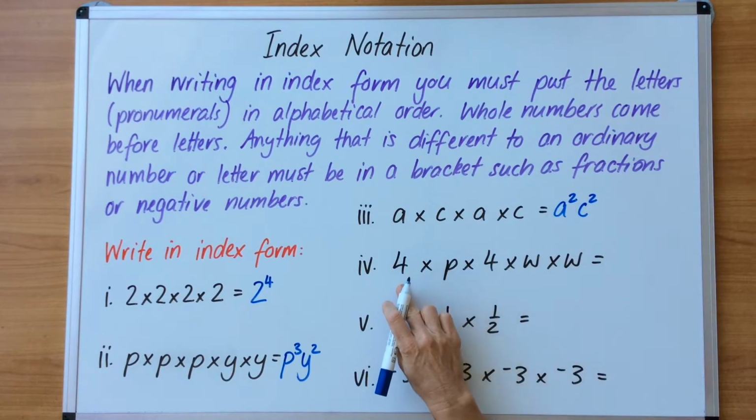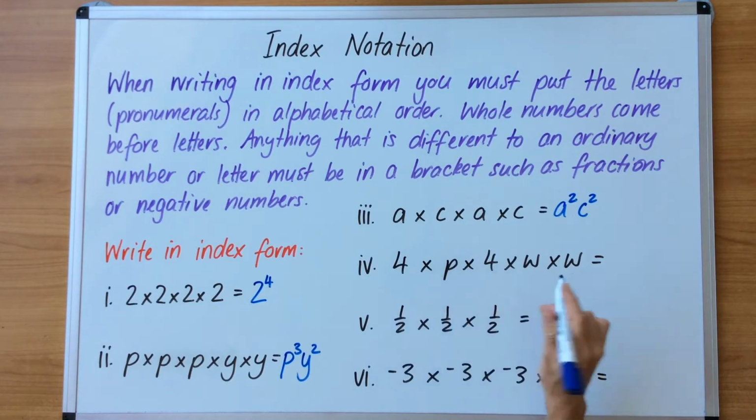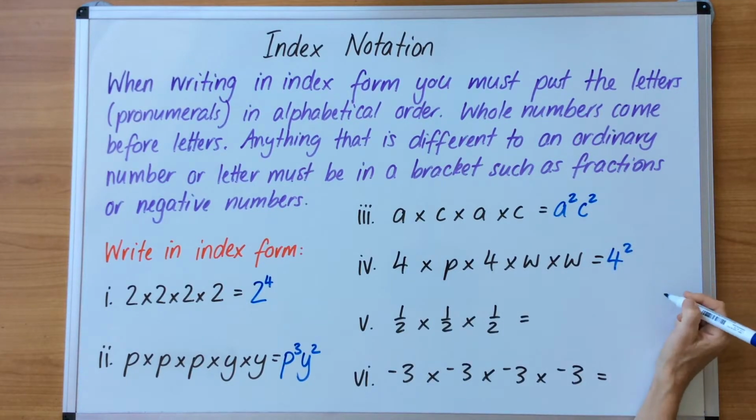The next one has a number. It actually has 2 numbers, so numbers come first. I see the number 4 twice, so it's 4 to the power of 2.